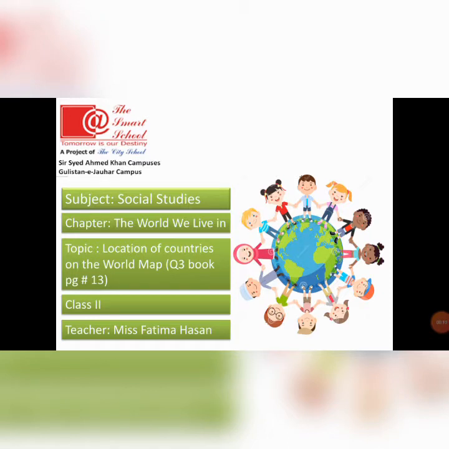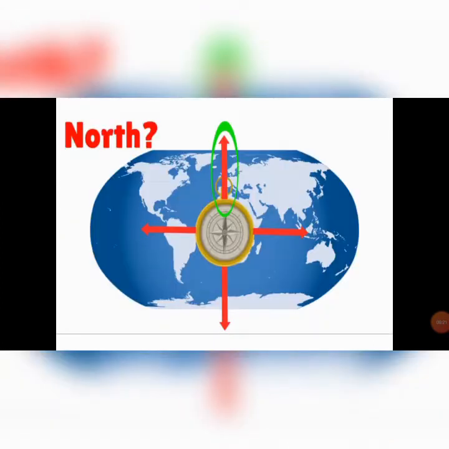Students, today we are going to learn more about the world map and how to locate different countries on it. So let's begin. First of all, you need to know that to indicate the directions on the world map we use 4 points: north, south, east and west.